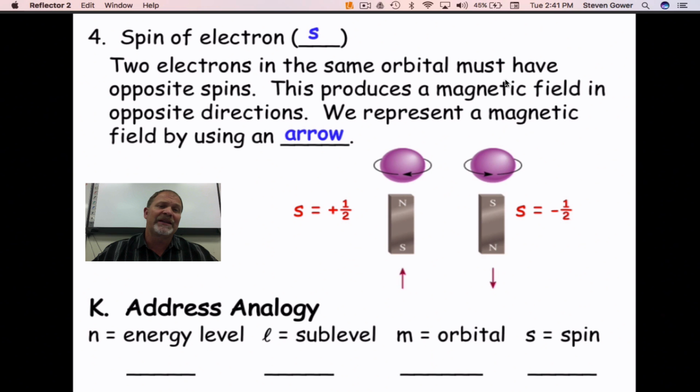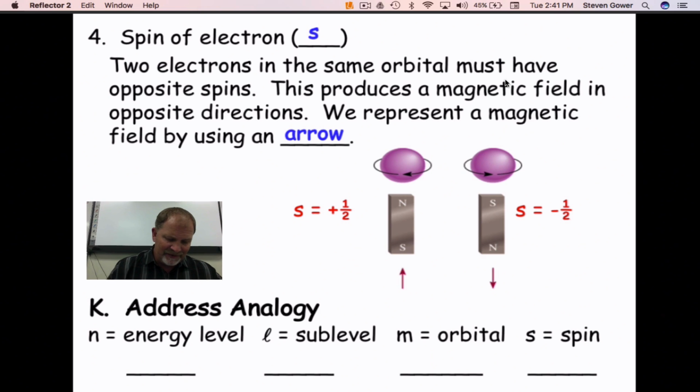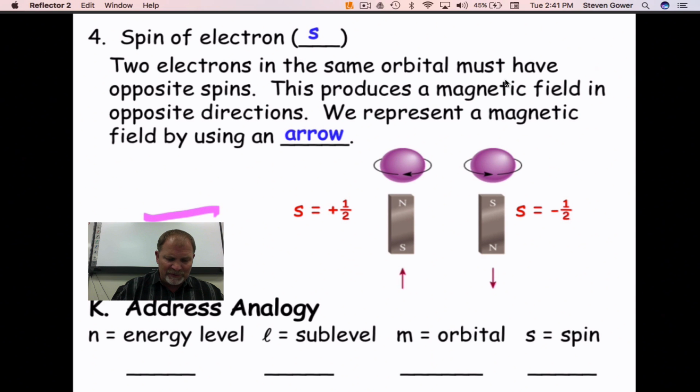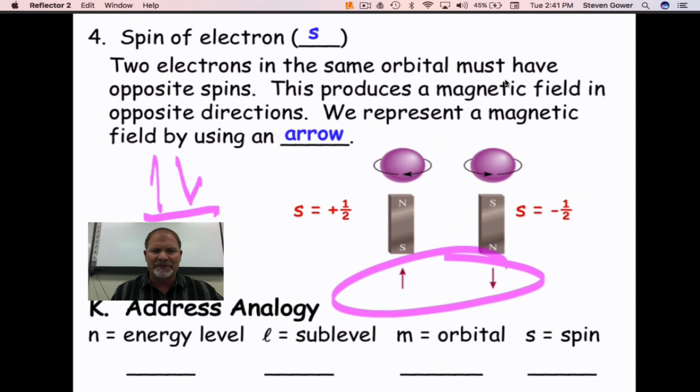We do know they spin in the positive half, or in some, spin in the negative half. But we do know this: if they are in the same room, that's where I put arrow up and arrow down, because they have to have opposite spins, and that's what the arrows actually help us represent. Now for an address, this is how it works out. These 4 quantum numbers give an address to these electrons, about 90% probability where we're going to find them.